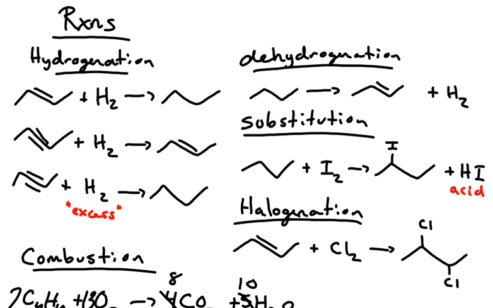If a triple bond, it goes to double bond. And in this case, if it says the word excess, it will go all the way. So just be careful. If it says excess, you have way more than you need, so it will saturate that bond. The other ones that you'll need to know, I'm not going to do combustion tomorrow.